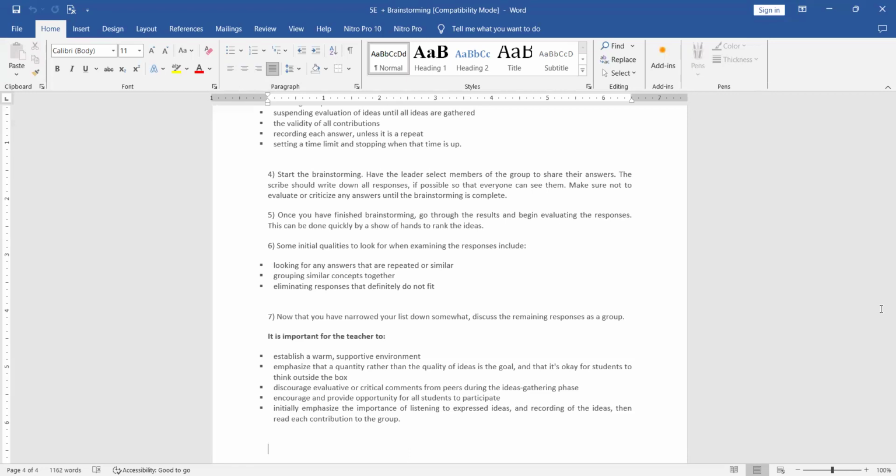And then no feedback is given during the brainstorming. And all the ideas are recorded unless it is a repeat. And then once the brainstorming is stopped, the feedback session is conducted to sort the relevant, irrelevant, most important and least important, and so on. Got it?